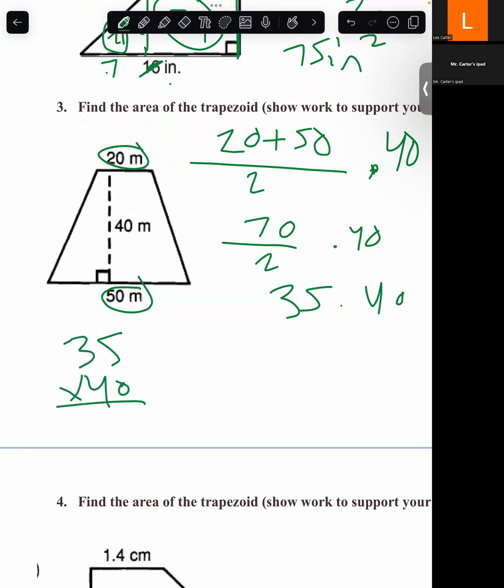35 times 40 is going to be 1,400. So 1,400 square meters.